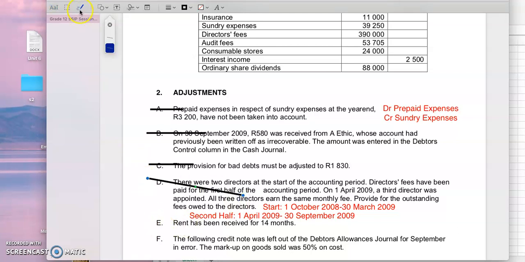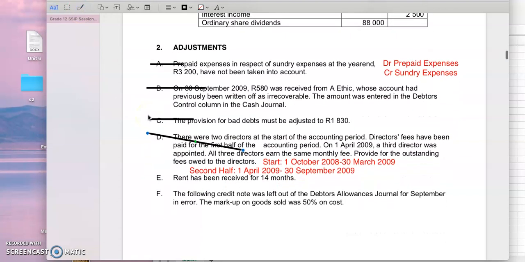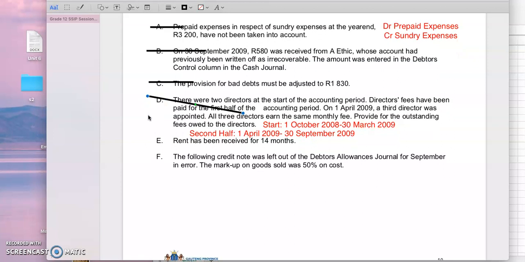Okay, next, rent. All my students that I have taught, I don't teach accounting anymore, but I used to hate rent. I don't know why, it's easy.